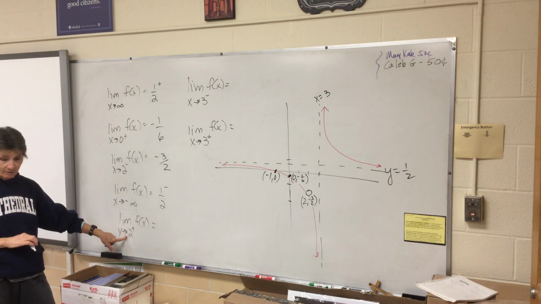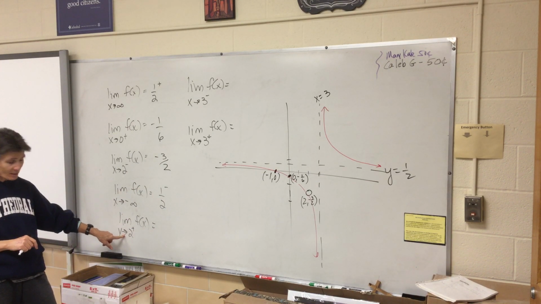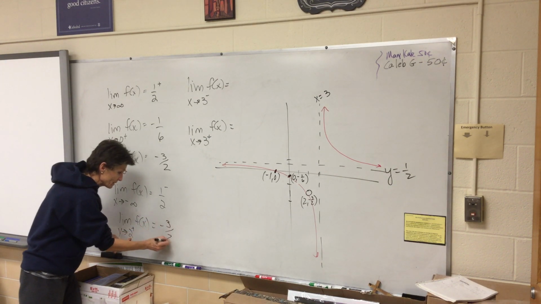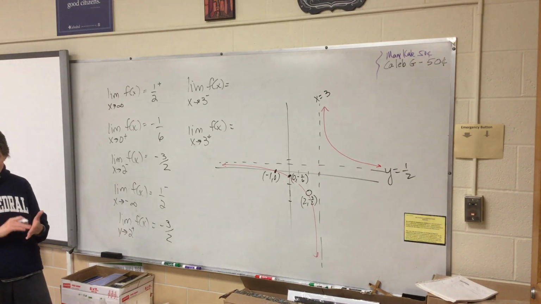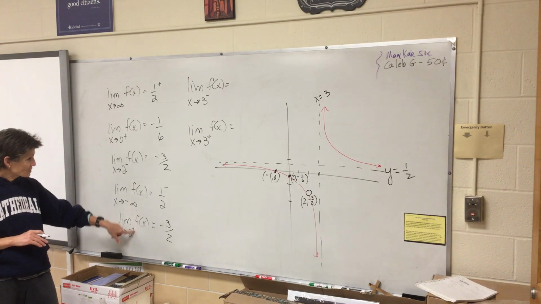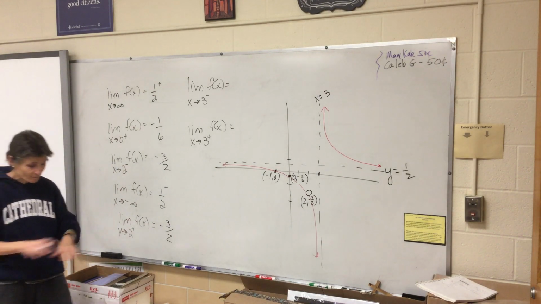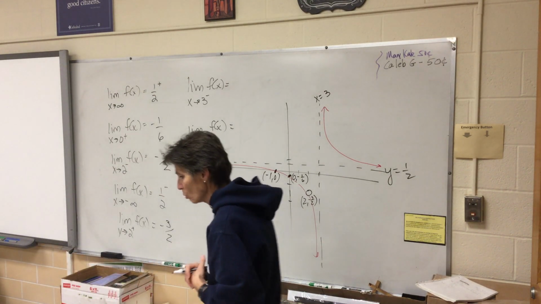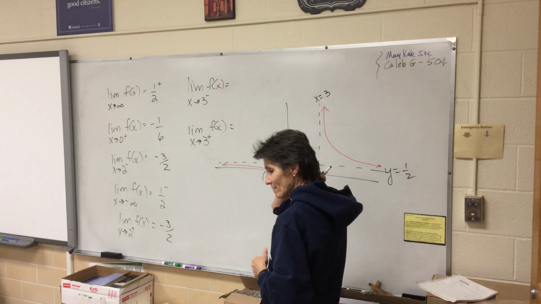So look down here. This is exactly the same thing. It says x approaches 2. So that's also negative 3/2. If you have a point there, it doesn't matter which side you're coming from. Don't mess around with it. If there's a point there, the answer is the y value. The limit is the y value.